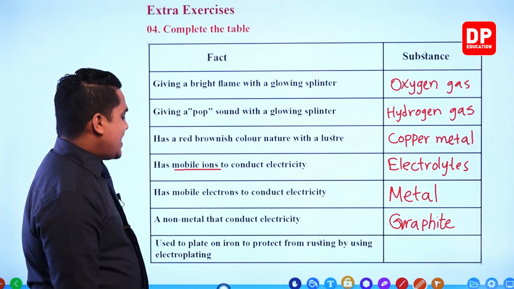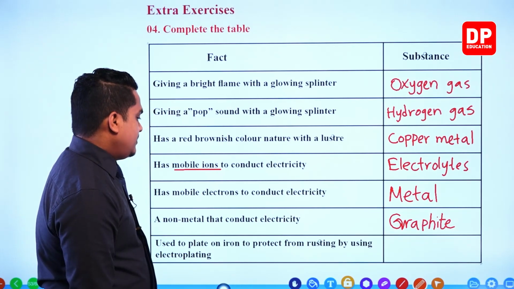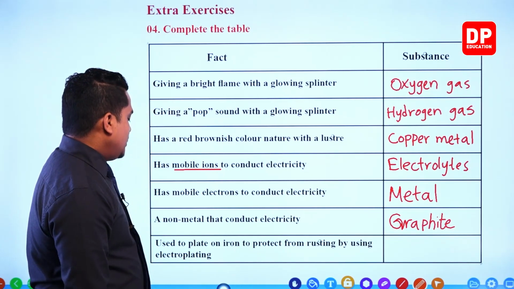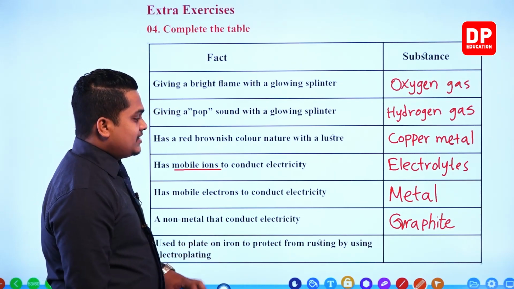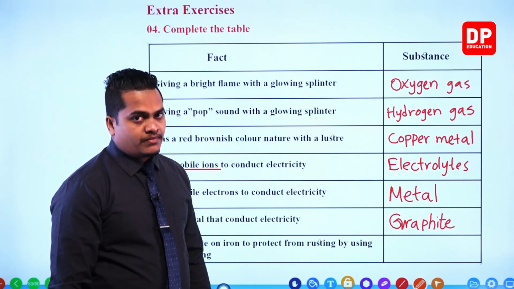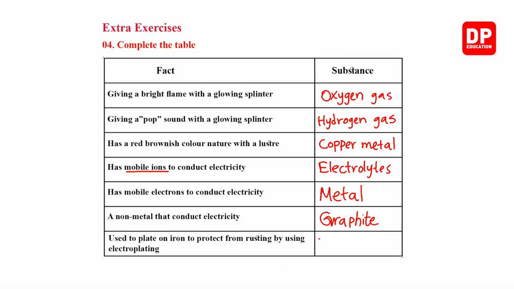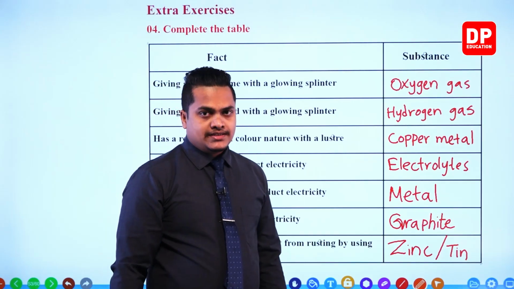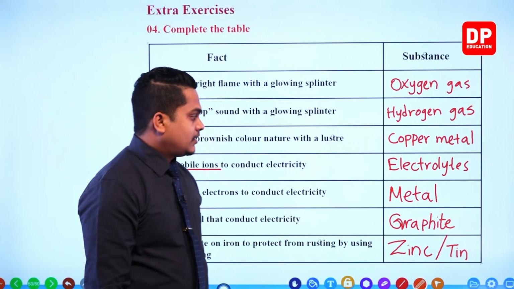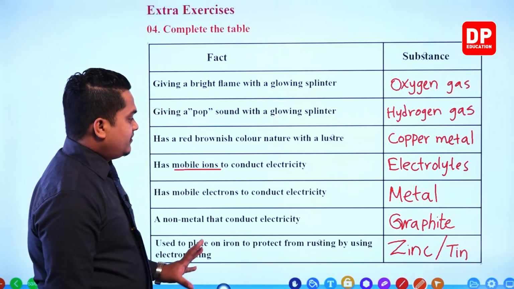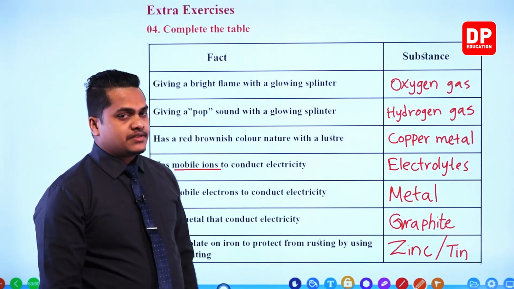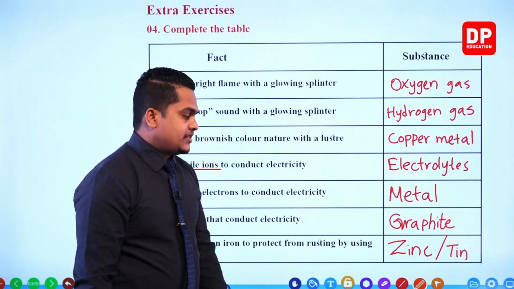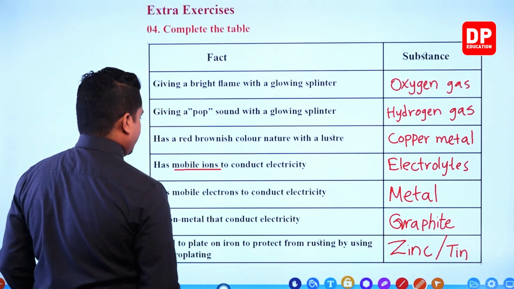Used to plate on iron to protect from rusting by using electroplating. So this thing is being plated on iron to protect iron from rusting. Zinc, or tin is also correct, tin. Okay, zinc or tin, both the things are correct. Right. So for the facts which are given, we completed the substances within the table, my dear children. So let's head on to observe the next question.